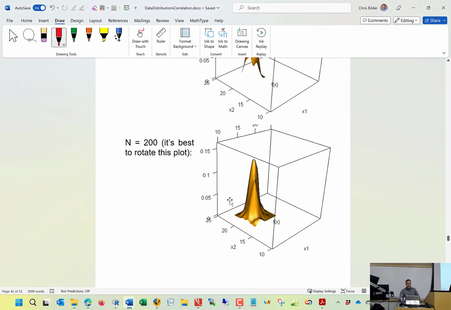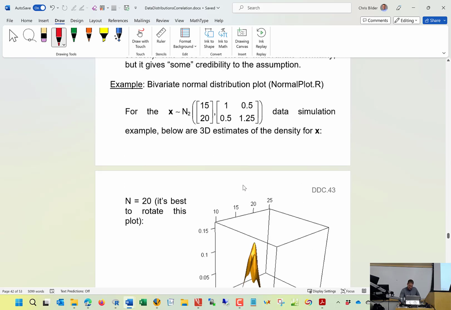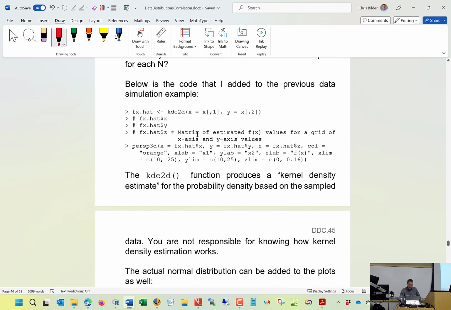Now if I had a sample size of 200, as you might expect, it's not going to be as well represented by that three-dimensional surface. If I had a sample size of 20, it's not going to be as well represented either, but that's what it looks like. Now, how did I do this particular plot?